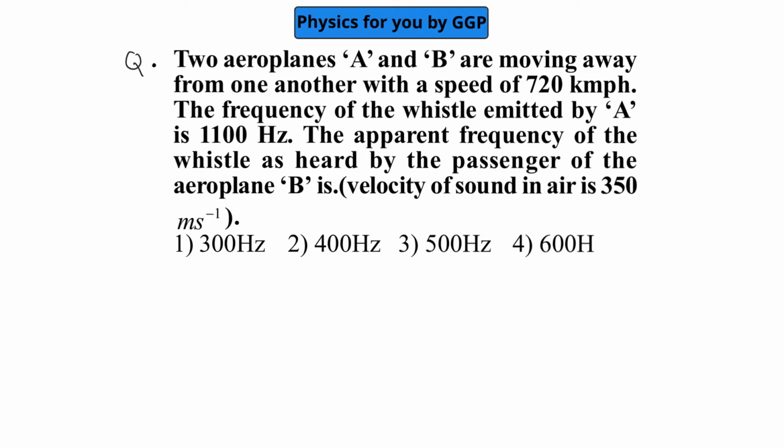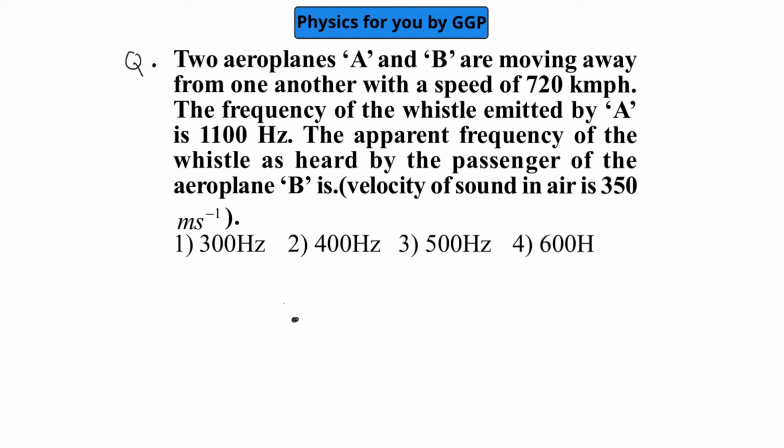It is given that two aeroplanes A and B are moving away from one another with a speed of 720 km per hour. The frequency of the whistle emitted by A is 1100 Hz. The apparent frequency of the whistle as heard by the passenger of aeroplane B is? The velocity of sound in air is given as 350 meter per second.